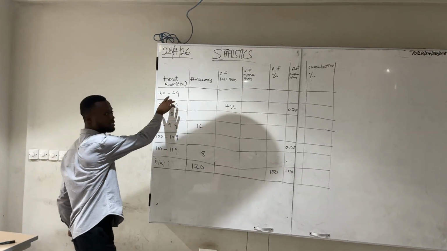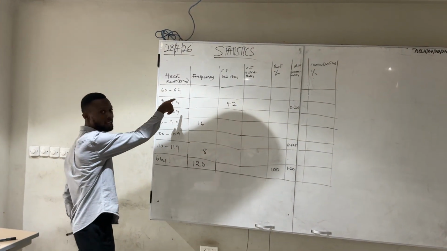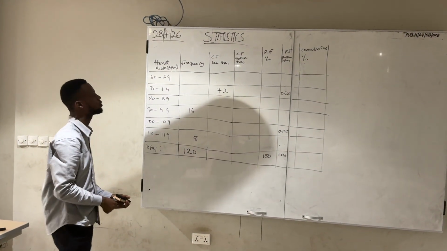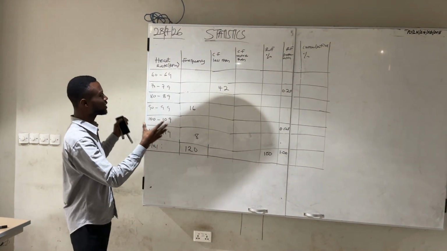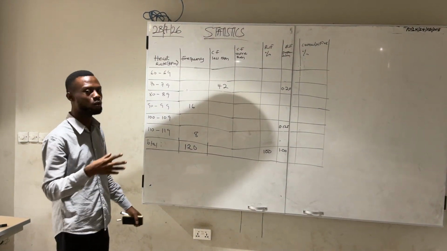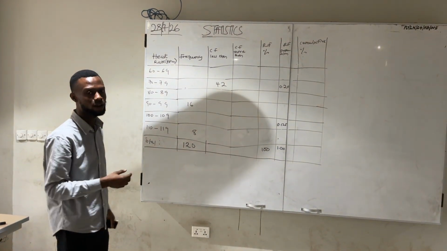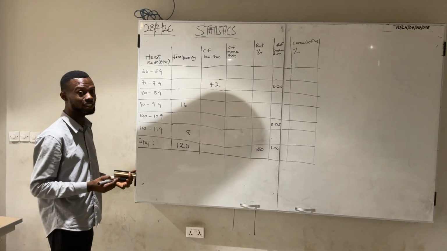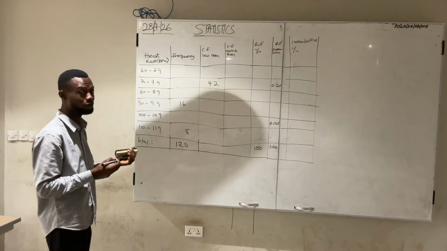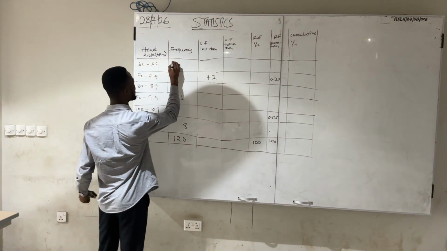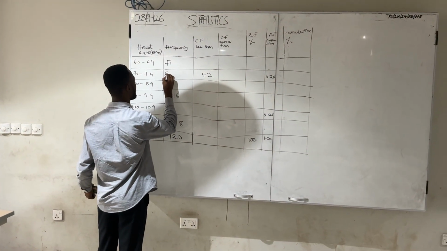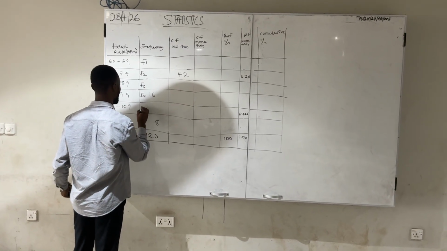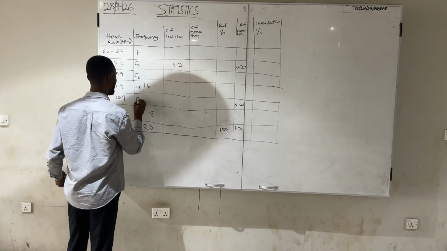These are the limits. So you can see that we have 60 to 69, 70 to 79. These are the limits within which we are working. Because it is incomplete, we will depend on the rows that have values to find the ones that do not have any value. First of all, let's label the empty spaces, especially the frequency. Let's call these spaces F1, F2, F3, F4, F5, F6.